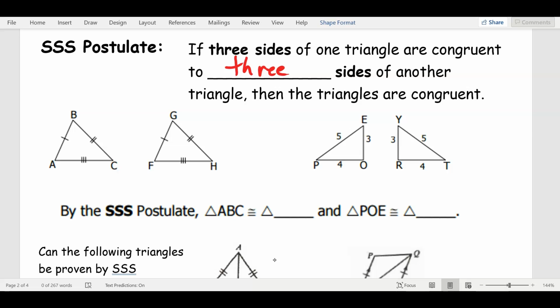Now, look at that picture. Does everyone see we got 1 tick mark here, 2 tick marks here, and 3 tick marks here? Do you agree that all the sides are congruent? Right? 1 tick marks match up, 2 tick marks match up, 3 tick marks match up. That means that whole triangle, including the angles, is congruent. Okay? The triangle ABC matches what?